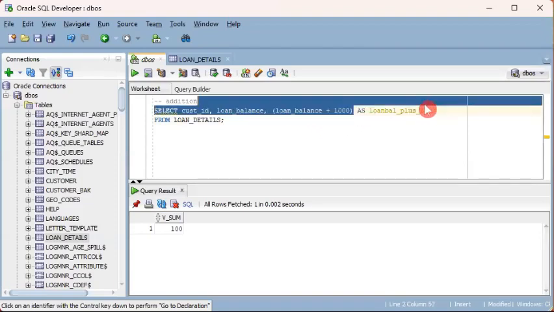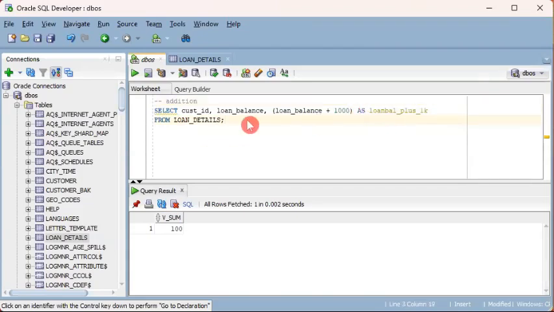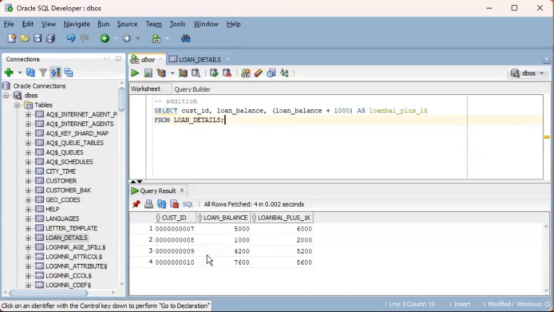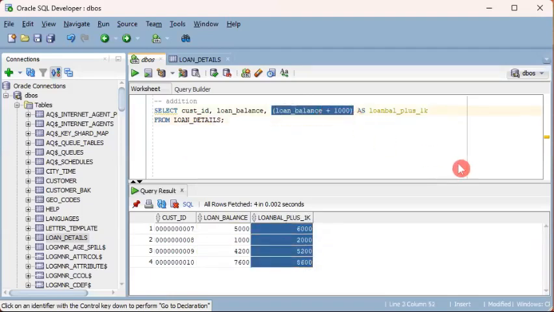And then here again, it's just the alias. So let me show you what it will produce. Okay, so here you have three columns being displayed. Again, the first two columns are real columns of the table loan details: cost ID, which is customer ID, and your loan balance, which is of numeric value. The third column here is actually a result of our expression doing an addition.